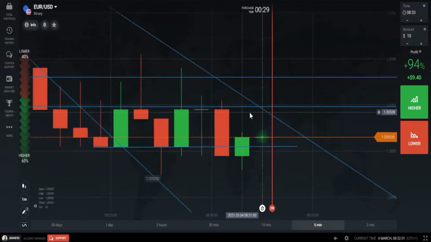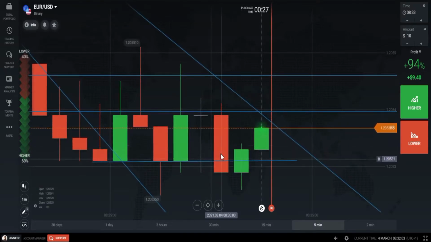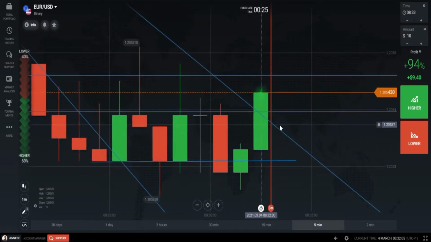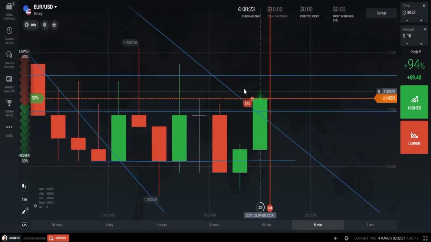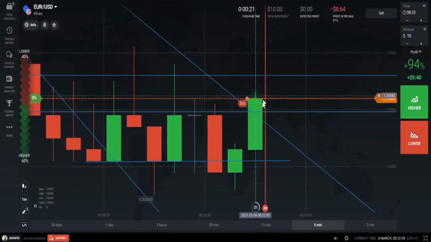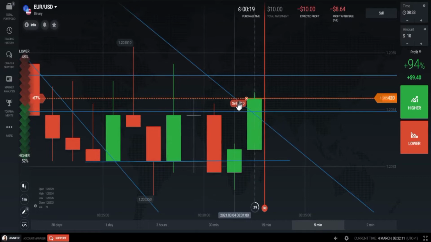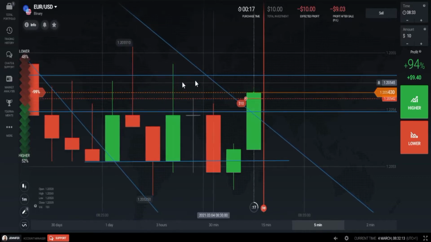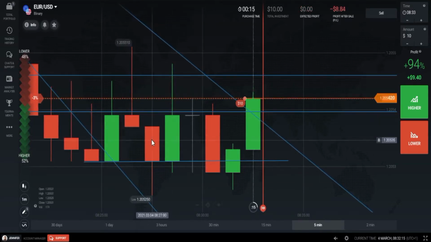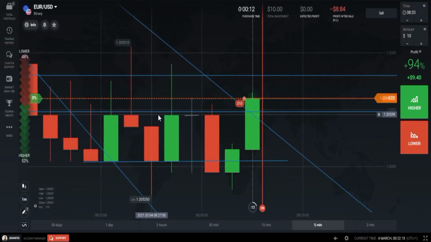So this candle just made the false breakout. Okay, it's good. So this trade, why did I take this trade? It's simple. As we have here a good rejection area, right?